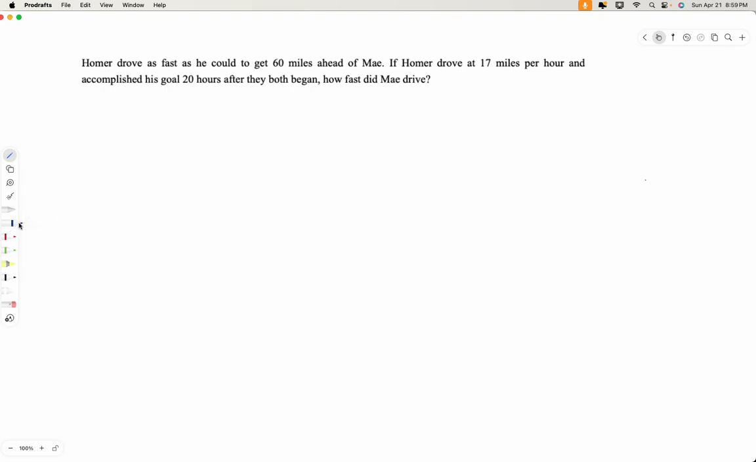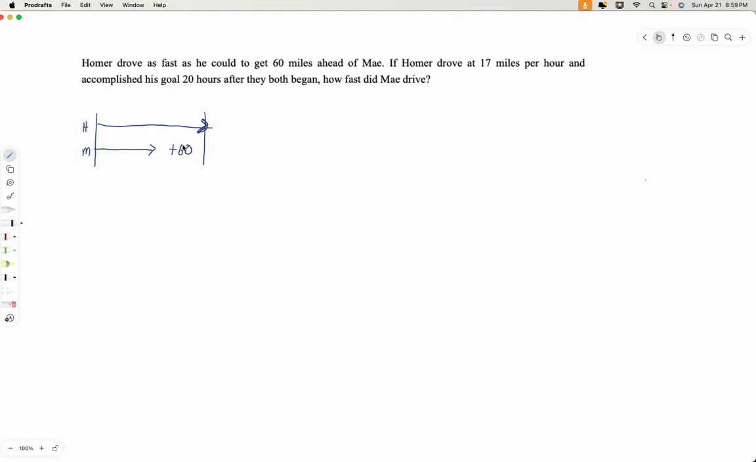This says Homer drove as fast as he could to get 60 miles ahead of May. If Homer drove at 17 miles per hour and accomplished his goal 20 hours after they both began, how fast did May drive? So here's the picture of what Homer was trying to do. And here's May. So Homer was trying to get 60 miles ahead of her. So he wanted to be here, which was at a location where May's here and there's 60 miles. And he's 60 miles ahead of her, of where she is, right?